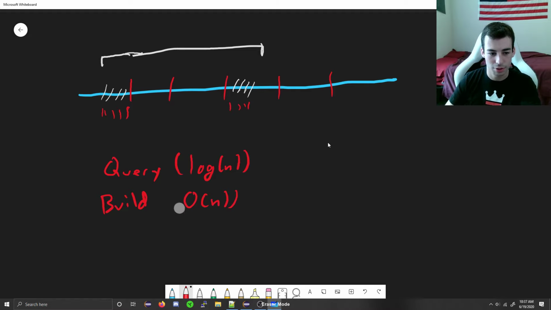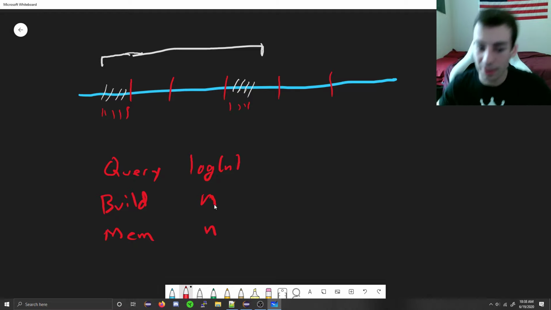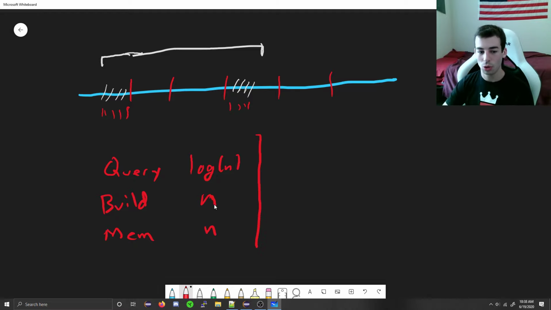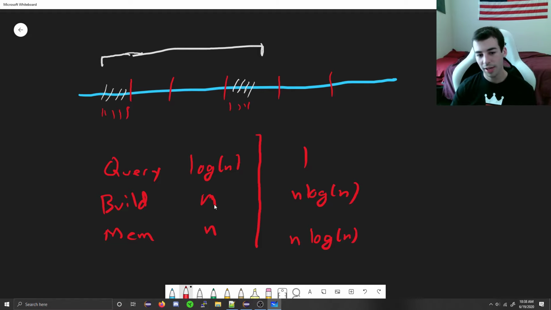So the build is linear time, and the memory is also linear. So this seems like a bit of improvement, because originally what our chart looked like was our query was order 1. This was n times log n. And this was also n times log n. So we've kind of taken this log here and moved it into the query instead. So this seems like it might be helpful.